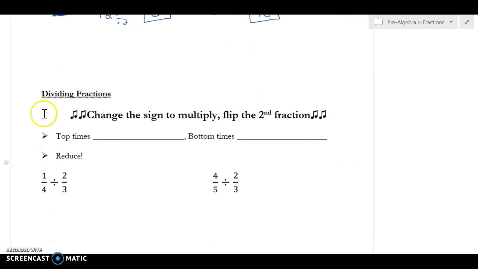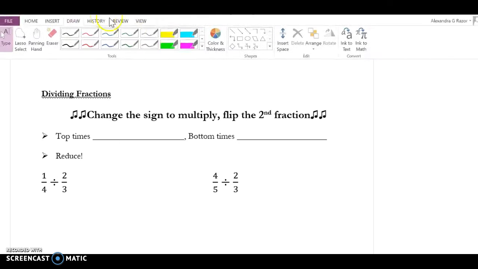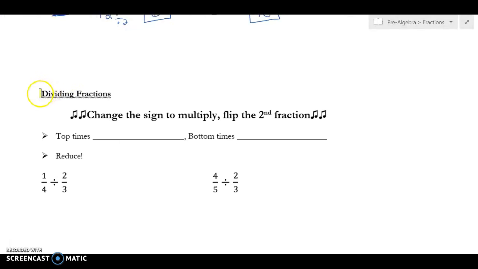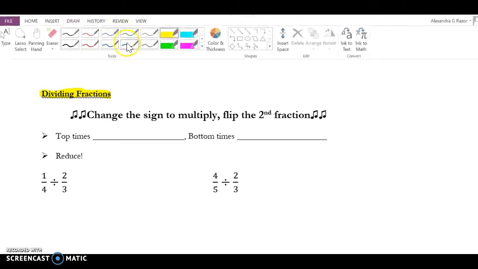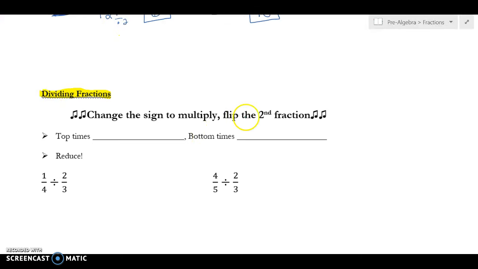So dividing, I have a little saying that I usually try and get kids to say a bunch, and the more I say it, the more you remember it. You may get a little aggravated, but it works. All it is: change the sign to multiply, flip the second fraction. Okay? Once you do that, then what's nice is it's top times the top and bottom times the bottom, and we reduce. So again, change the sign to multiply, flip the second fraction.